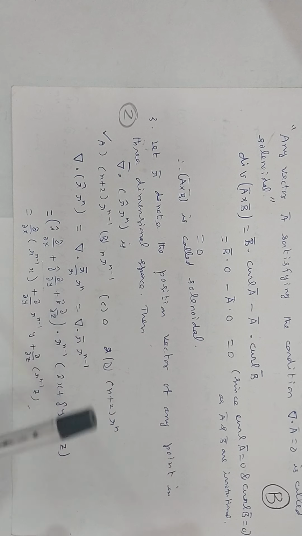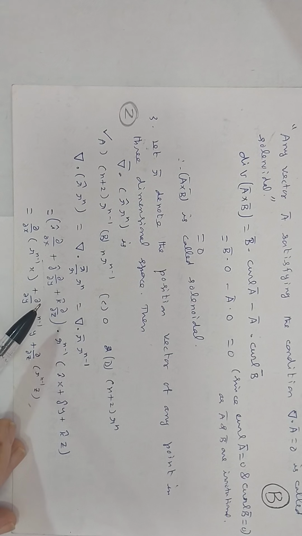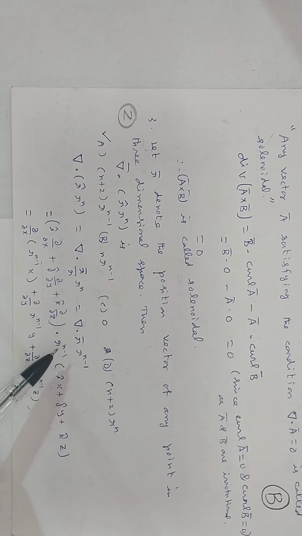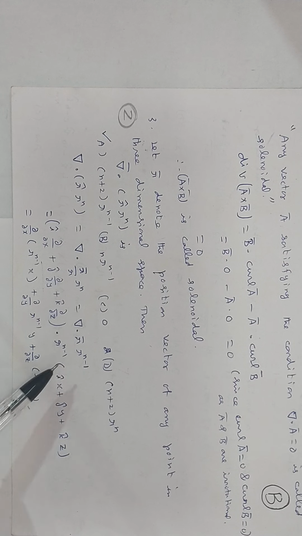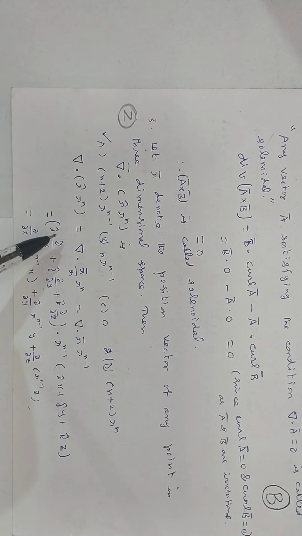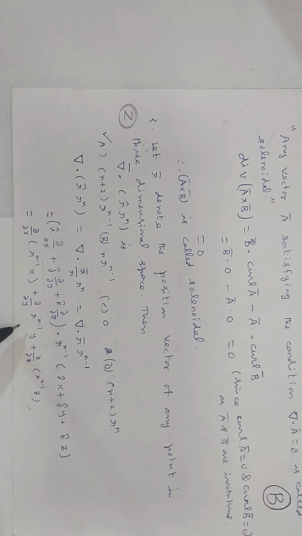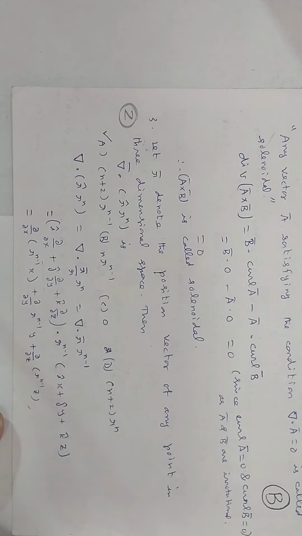Now express divergence in terms of the Cartesian coordinates: i partial d by dx plus j partial d by dy plus k partial d by dz, dotted with r to the power n minus 1 times vector R. Vector R is xi plus yj plus zk. Now, this can be split into 3 terms because i is dotted with the i term, j with the j term, and k with the k term.